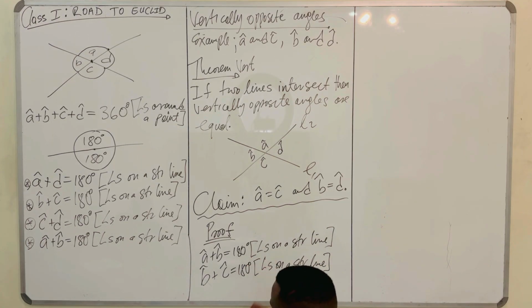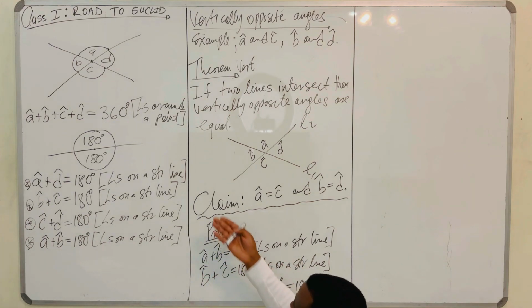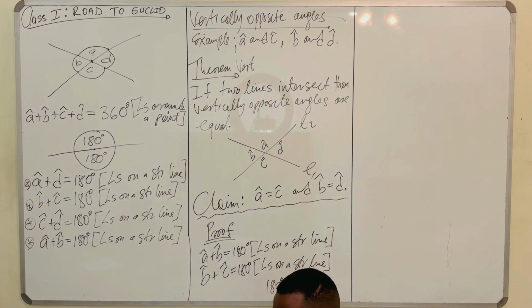How is this 180 compared to this one? They're the same, they're equal. So 180 degrees is equal to 180 degrees, which means your A plus B is equal to your B plus C, because they are both equal to 180. Are you guys following? This you knew from the lines, and then you saw that you got 180. The sum of those angles gave you 180, right? 180 is the same as another 180.